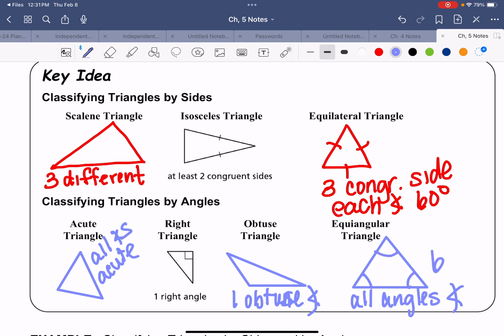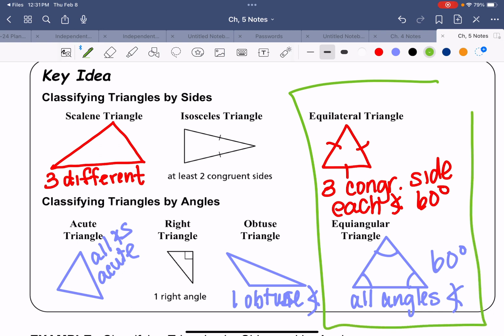And more importantly, each one is 60 degrees. An equilateral triangle is also an equiangular triangle. They're the same thing. So if I tell you it's an equilateral triangle, you should know it's equiangular. Each one's 60 degrees. If I tell you it's an equiangular triangle, you should know that also means it's equilateral, so all 3 sides are the same length.